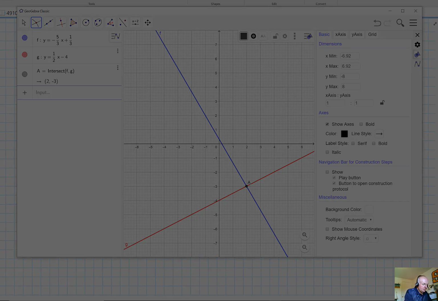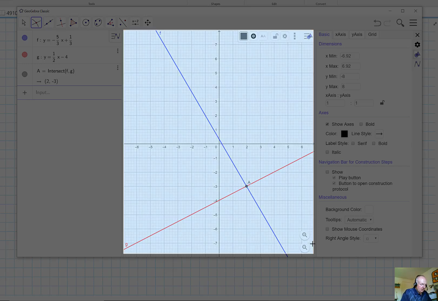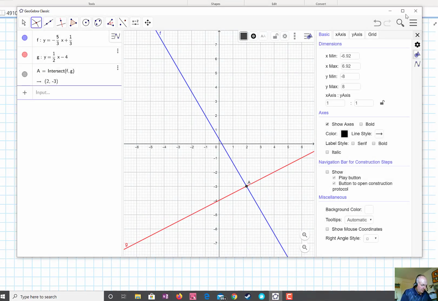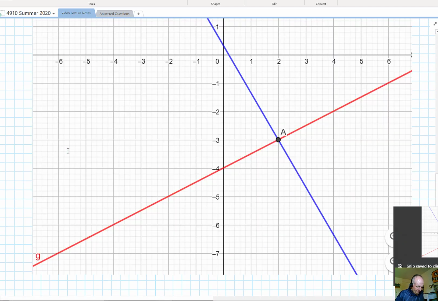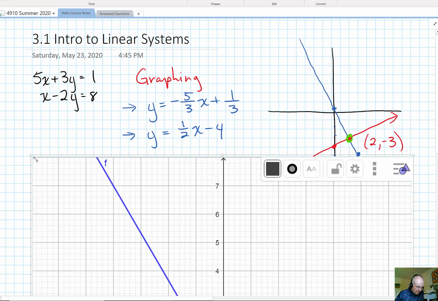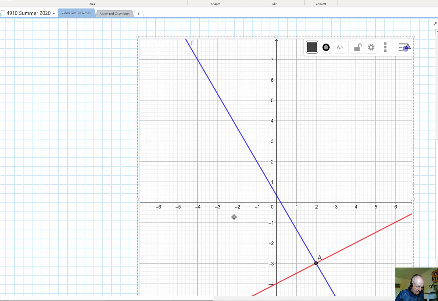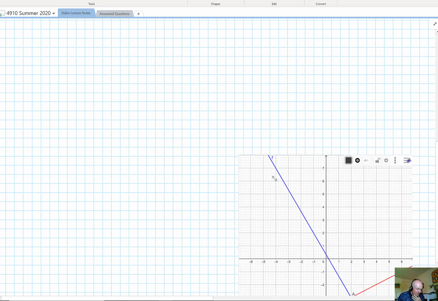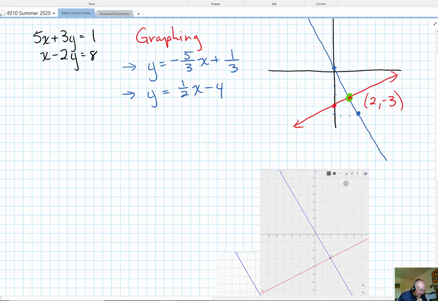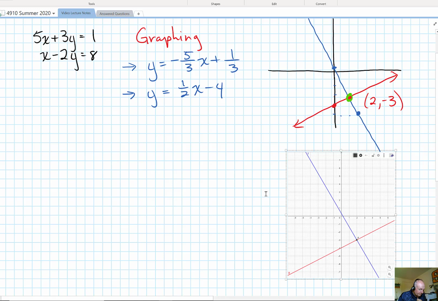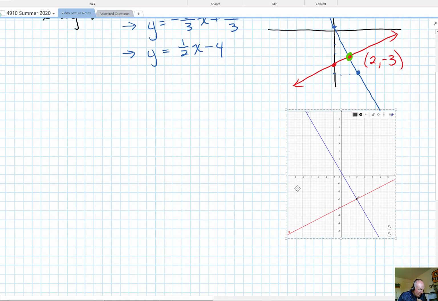So with GeoGebra, we can create the graphs that we want, and let's just put that right here. See if we can resize it to a usable size. And we can see that we did all right with our graph, right? Okay, but that's graphing. So let's move on. The next method that we use to solve systems is by substitution.